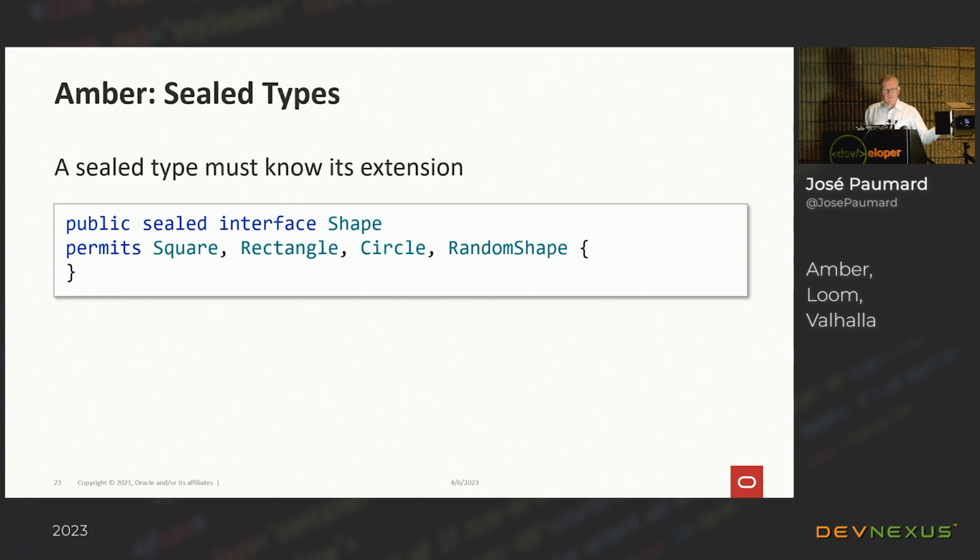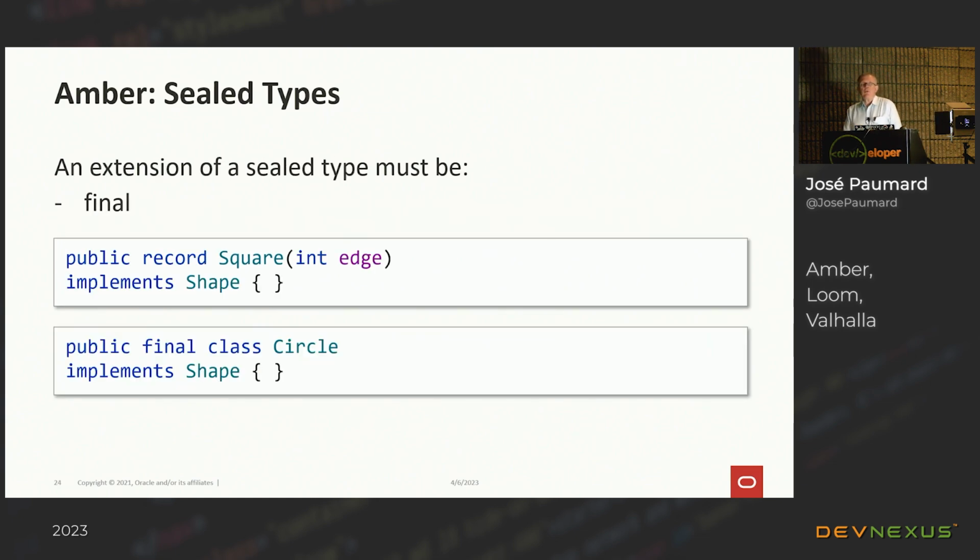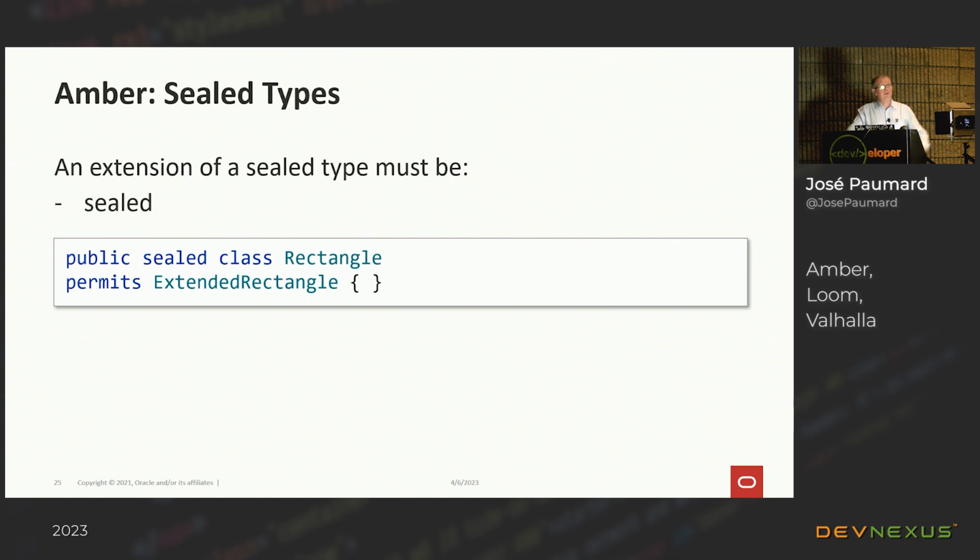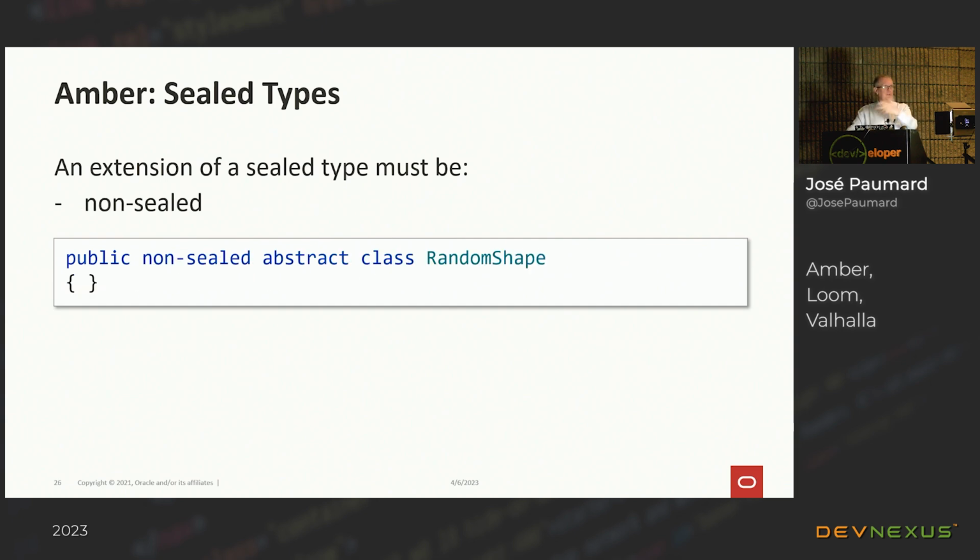The extensions, so the classes Square, Rectangle, Circle, and RandomShape, they can be final, and because a record is final, it's legal to write it in that way. If it's a regular class, then you must declare it as a final class. It can also be itself sealed, which is nice, and the same rules are going to be enforced for this extended Rectangle class. And if you want to have an extension point in your sealed hierarchy, then you can also declare a class, in that case abstract, but it doesn't have to be abstract, as non-sealed. So you can also create extension points somewhere in your hierarchy if you want to do that.